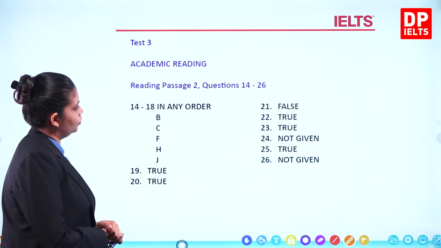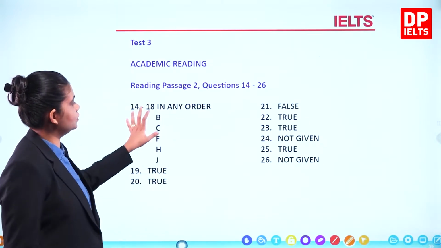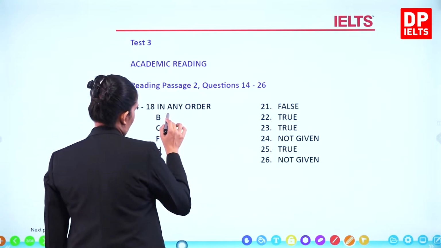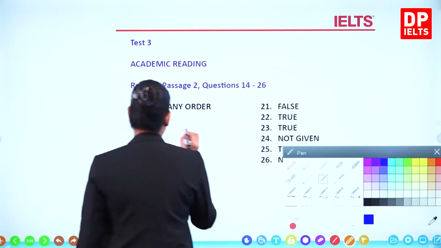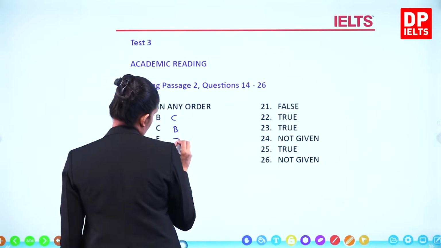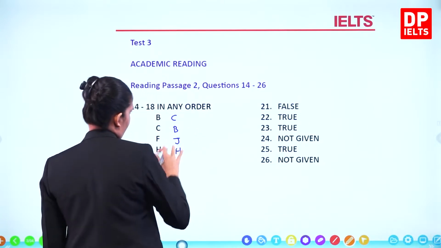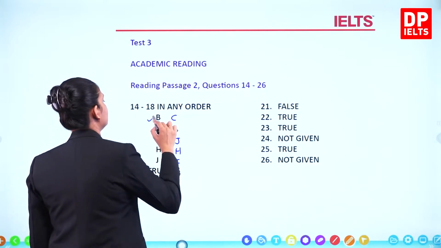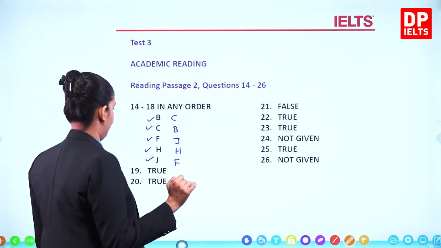Then passage 2, questions number 14 to 26. So 14 to 18 can be in any order. For example, it means that you can have C, B, J, H, F. Any combination. The letters can be in any order, but as long as you have these letters somewhere, then you can tick it. Okay?